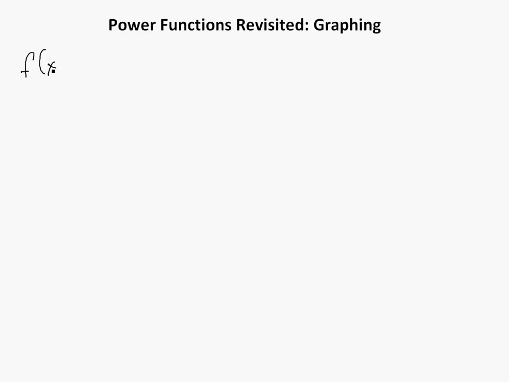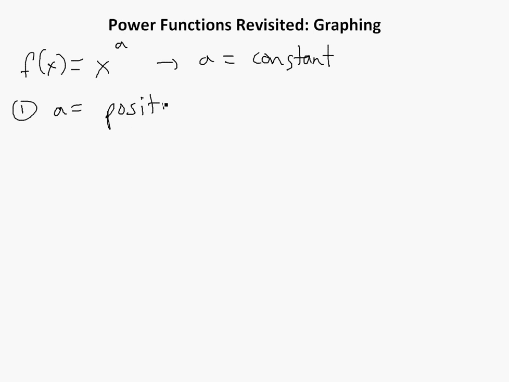So let's say we have a function f(x) equals x to the power of a. This is basically a power function, and a is equal to a constant. We'll look at several cases. Let's look at case 1. We'll have a equal to a positive integer, meaning 1, 2, 3, 4, etc. So it's just positive whole numbers.